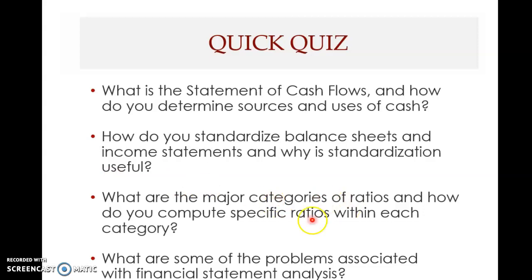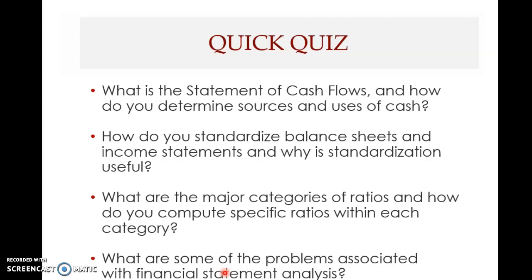So what are the major categories of ratios? We have seen there are 5 categories of ratios, and we have learned how to compute each ratio and how to interpret those ratios. That is the third key concept. And the fourth key concept in the chapter is about DuPont analysis. We have seen that also. That is not covered here in the quick quiz. And the last part of the chapter, the fifth key concept, is about the problems associated with financial statement analysis. So you need to exercise caution when you are interpreting the ratios.